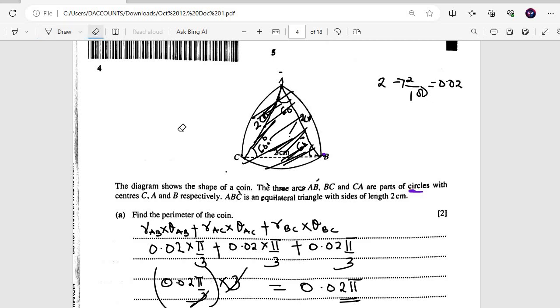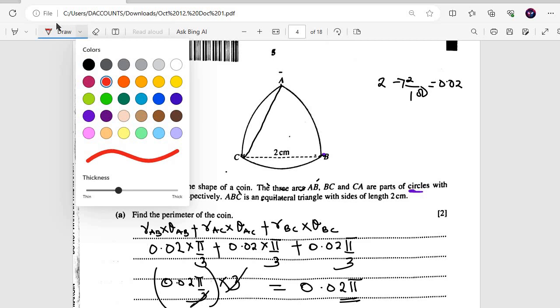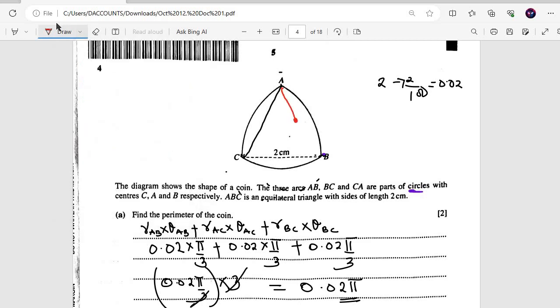It will be easier if I use a different color. We are looking for the area of this inside, and at the same time, don't forget we have an equilateral triangle inside.